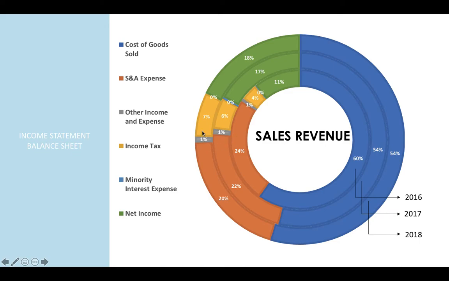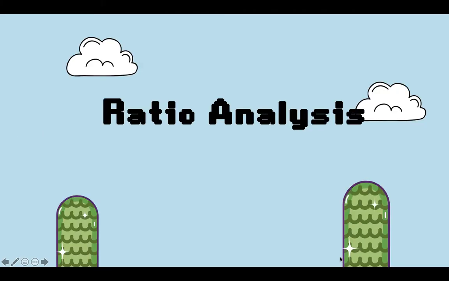The second one is income statement analysis, where we use sales revenue as the base. The components that we use are cost of goods sold, selling and administrative expense, other income and expense, income tax, minority interest expense, and net income. We can see that they get 11% to 18% net income from sales revenue. The biggest components of the revenue are cost of goods sold and selling and administrative expense. The unique thing is that from year to year, the income tax that they have to pay is increasing.